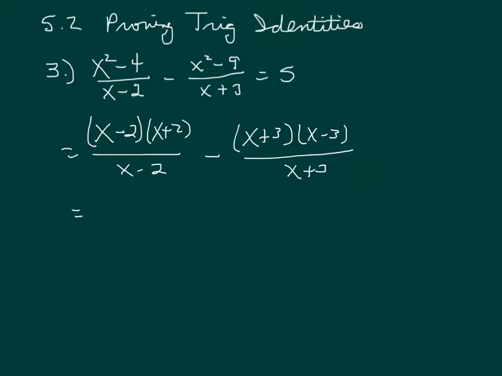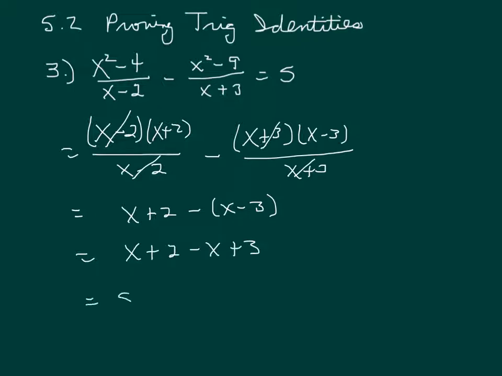And now we see that x minus 2 cancels out, and x plus 3 cancels out, and we're left with x plus 2 minus x minus 3, which would be equal to x plus 2 minus x plus 3, equal 5. And this is what we were asked to show.